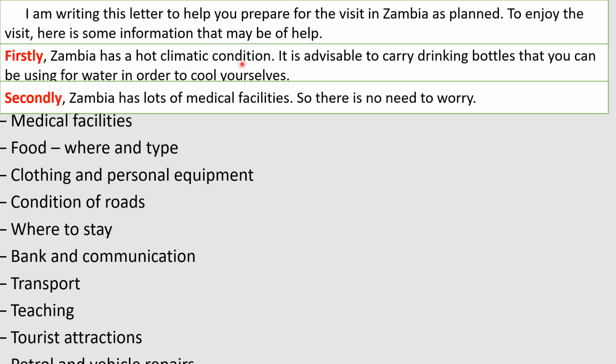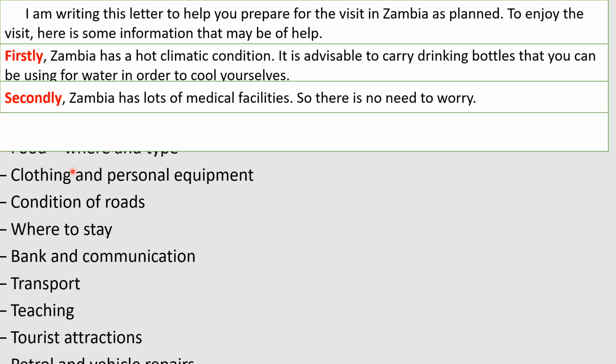So this can be a paragraph. This can also be a paragraph. If you want, you can expand this. You can add more information. You can even say in Lusaka, the biggest medical facility is University Teaching Hospital, UTH, and the likes. In Ndola, we have this and that, just like that, okay? We go to the next point, food. So I have to talk about where to find food and types of food that are in Zambia.